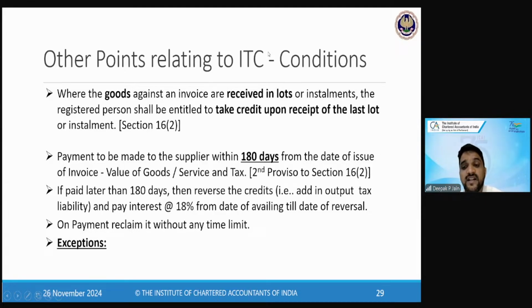Will the ITC be refunded if the business is winding up? No, sir. Nothing of that sort will be available.